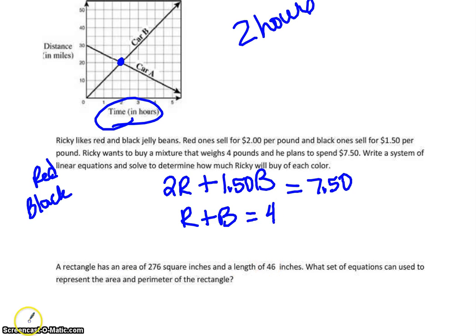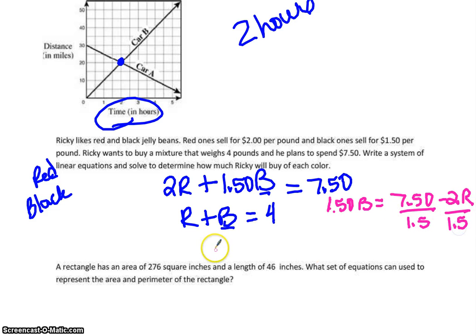4. You are going to have to solve this one. So if you want to get y by itself, which in this instance we'll say b is y, you could solve it by graphing. So we're going to move the 2r over, and so let me change colors so you can see what's going on here. You would have 1.50b is equal to 7.50 minus 2r. And then everything gets divided by 1.5. And then for this one, b is equal to 4 minus r.